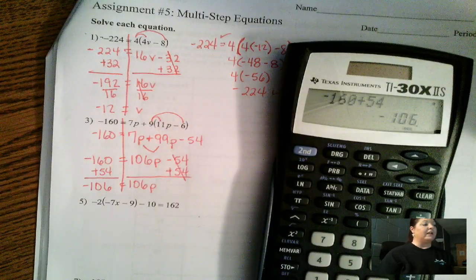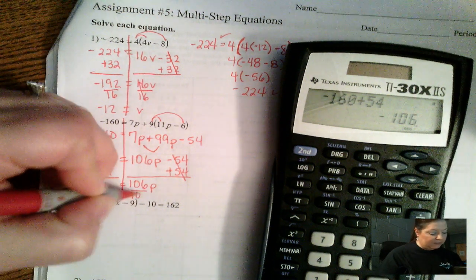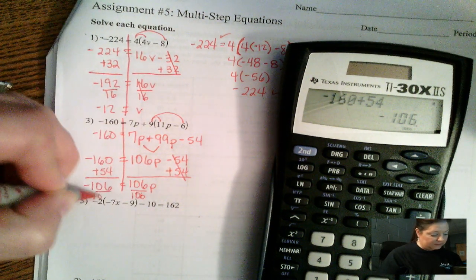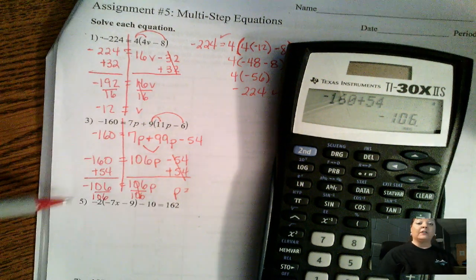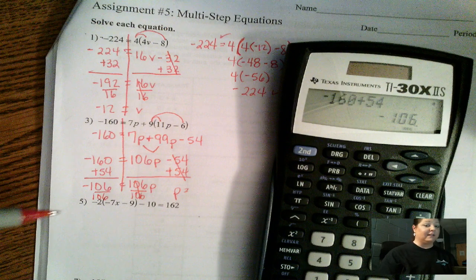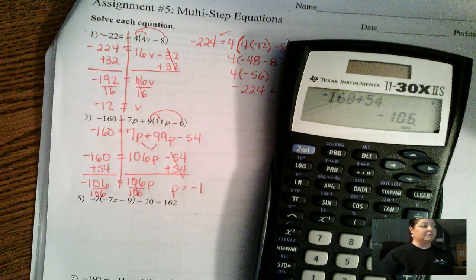Okay, so look at there. We have negative 106 is equal to 106 times p. So if we divide by 106, anything over itself is going to be 1, but since it's a negative, it's going to be negative 1. Okay, so be sure to check step that.